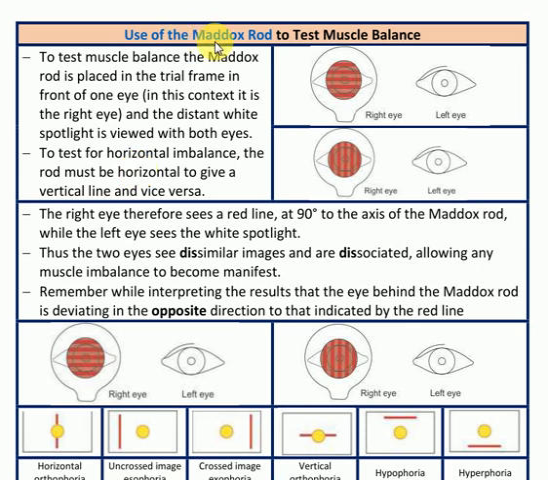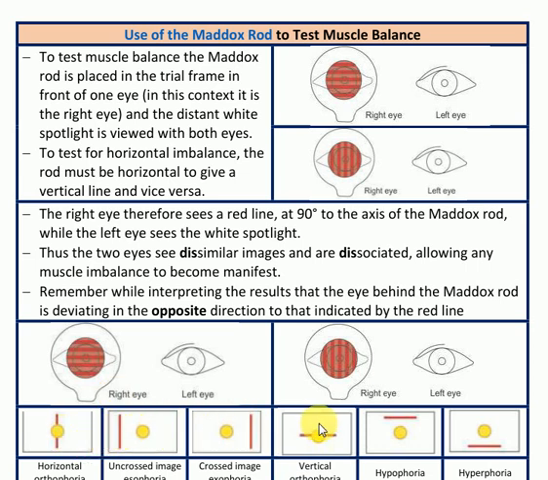Now, use of the maddox rod to test muscle balance. The maddox rod is placed in the trial frame in front of one eye; in this case, it is in front of the right eye, as you can see. The patient views the distant white spotlight with both eyes. To test for horizontal deviations, the rod must be horizontal and the patient will see a vertical line, as shown in these pictures.